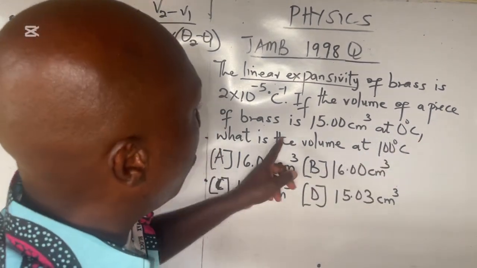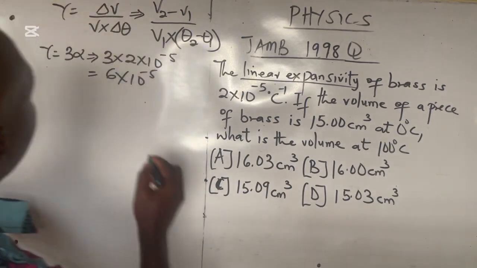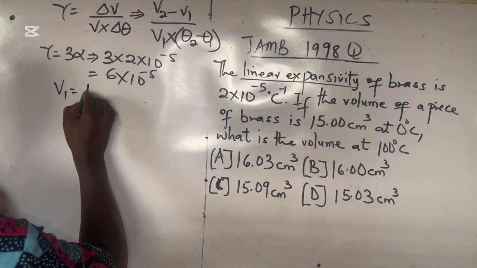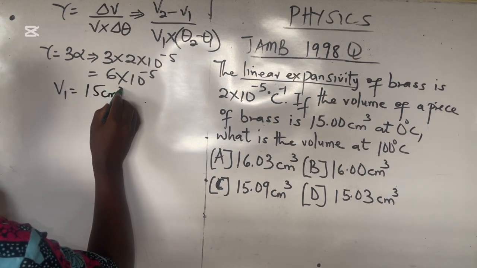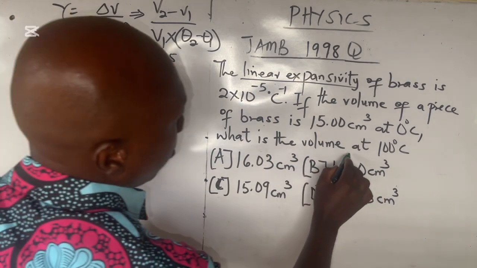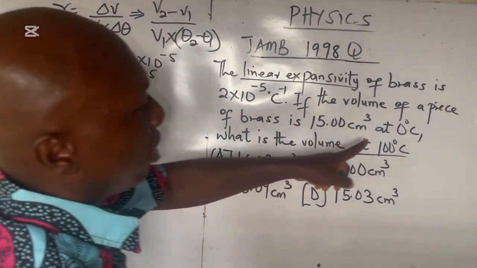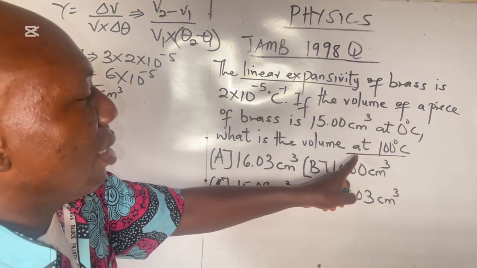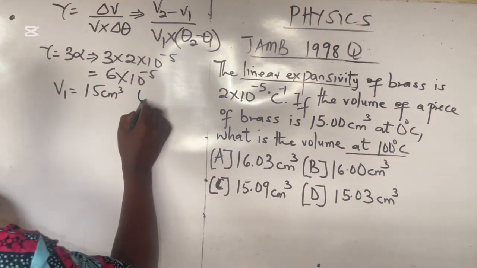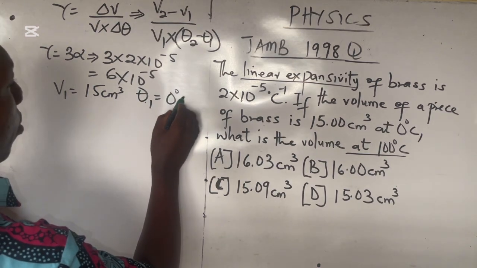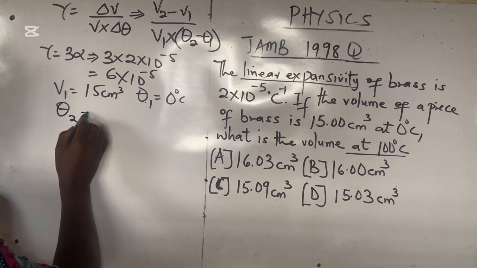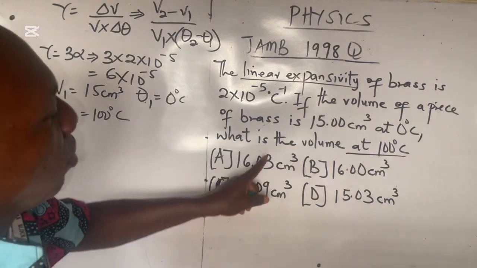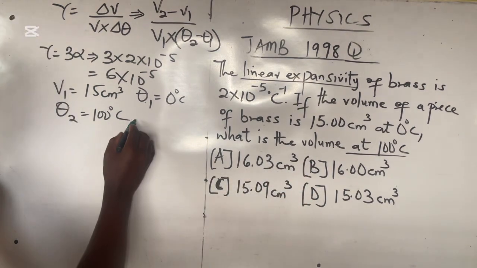If the volume of a piece of brass is 15, we are given V1, that's the initial volume, that's 15 cm cube. At 100 degrees Celsius, we are given the initial temperature is 0. What is the volume at 100? So T1 is 0, T2 is 100. So let's plug in this formula and calculate the final volume, that is V2.